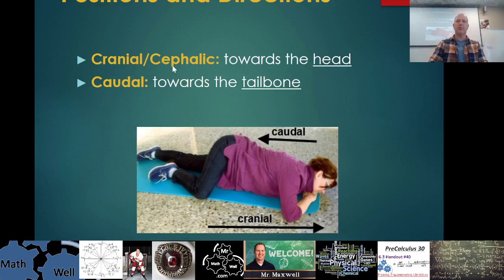Okay, cranial or cephalic, towards the head. That's on your next page there. Cranial, towards the head. That makes sense. Your cranium is your head. Caudal, towards the tailbone. So cranial and caudal, make sure you get those figured out. Like I say, the cranium is your skull, that's your head, so that should be easy to remember.